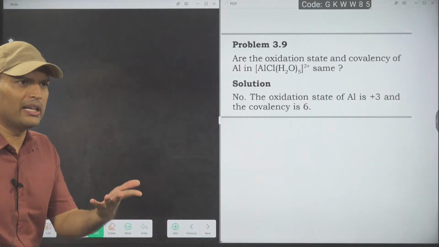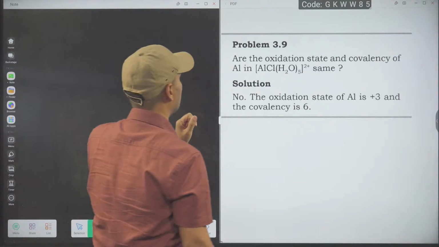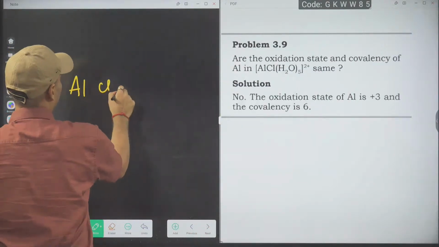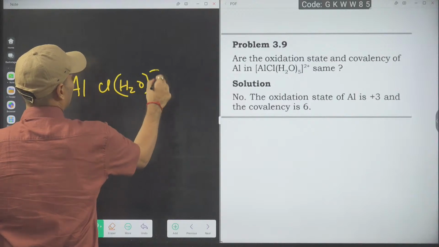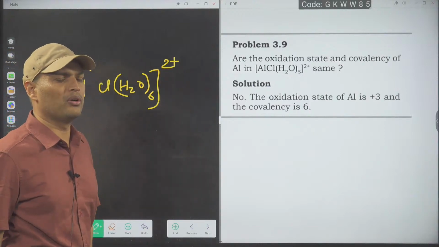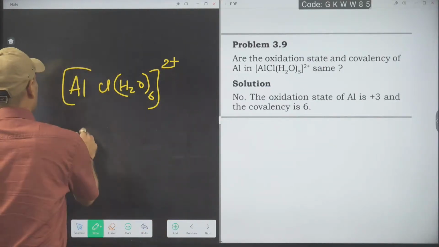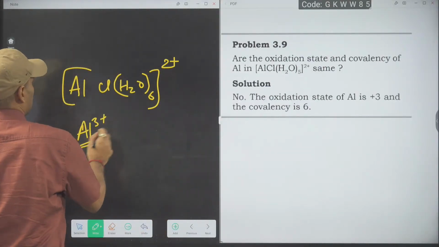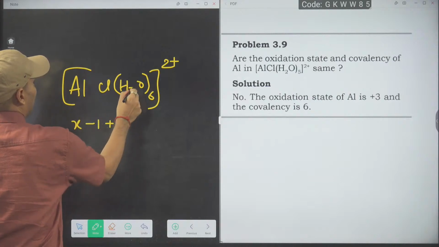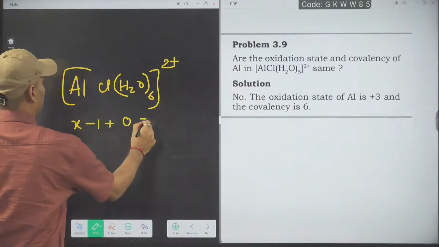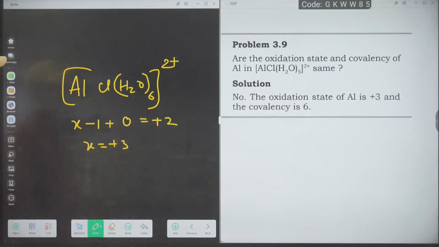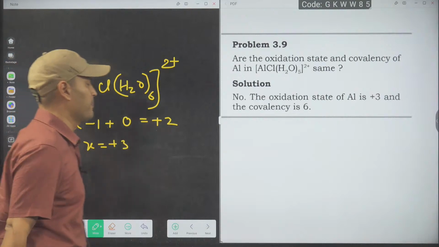This question again already discussed. They are asking about oxidation state and covalency. See, oxidation state everyone knows. You have studied this in the redox chapter, and in coordination compounds. We know aluminium has a single oxidation state, Al3+. You can calculate it from here: aluminium X, minus 1, water is 0, neutral ligand, equals +2. X is your +3. Oxidation state is very easy.